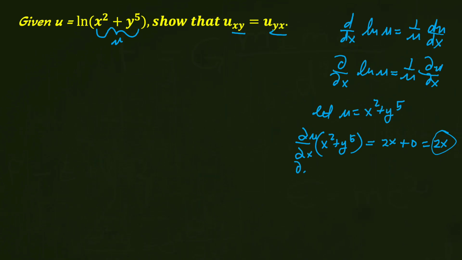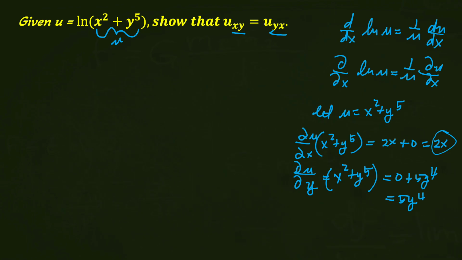So that is the partial derivative of u with respect to x. And what is the partial derivative of u with respect to y? That is equal to the partial of x squared plus y to the fifth with respect to y, so that will become 0 plus 5y raised to the fourth, or that is equal to 5y to the fourth. This is the partial of u with respect to y, and this is the partial of u with respect to x. So going back to the requirement, the first requirement here is u sub x.